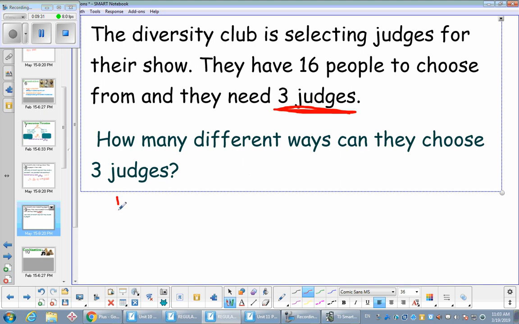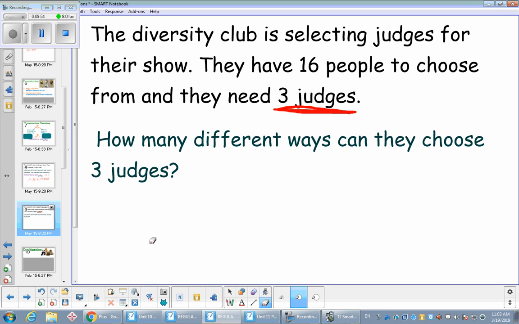Let's go back to my John, Abdullahi, and Muna. If I pick those 3 people, reordering them to Abdullahi, John, and Muna, those are the same thing for these judges. It doesn't matter what order they sit in. So I can't change up the order. I've still chosen the same 3 people here. All right.